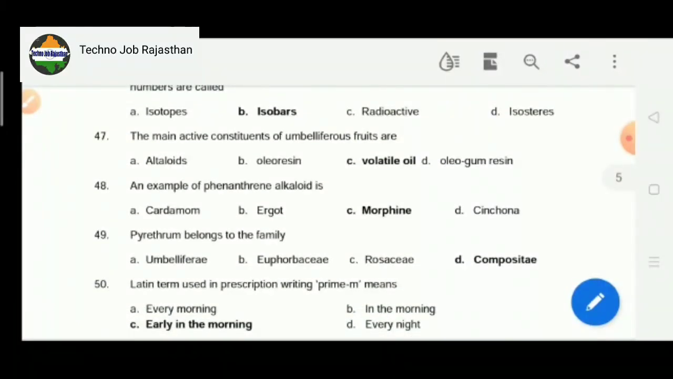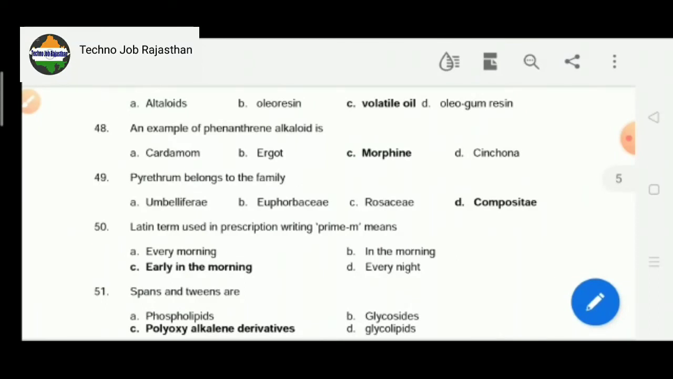Question number 47: the main active constituent of umbelliferous fruit are option A alkaloids, option B oleoresin, option C volatile oil, option D oleogum resin. So the correct answer is option C, that is volatile oil. Question 48: an example of phenanthrene alkaloid is option A cardamom, option B ergot, option C morphine, and option D cinchona. So the correct answer is option C, that is morphine.